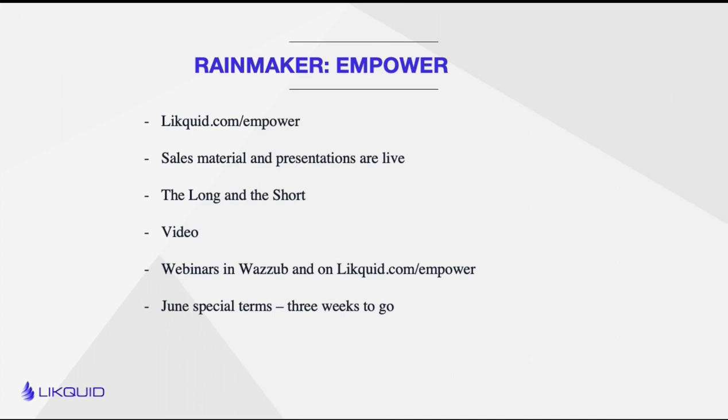Now, on the June special terms, the special campaign, we have 3 weeks to go. Do look at liquid.com/empower on the special. Don't miss out, because there's some crazy extra incentives on that as well.